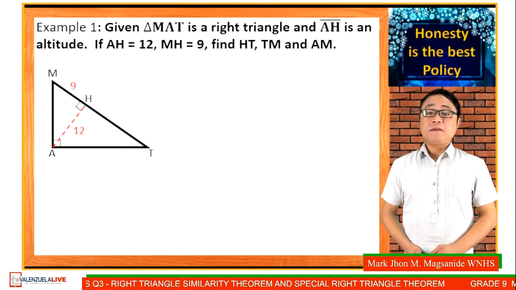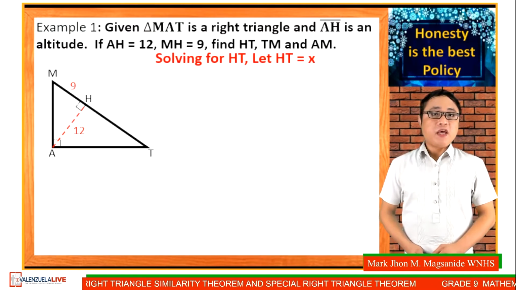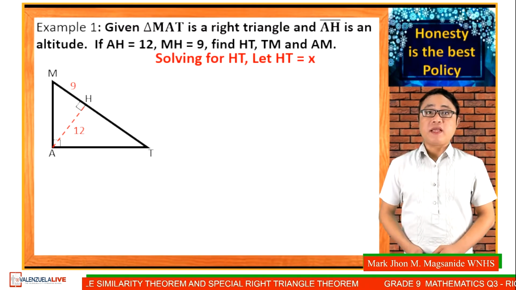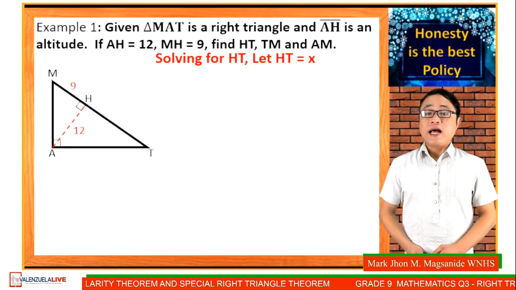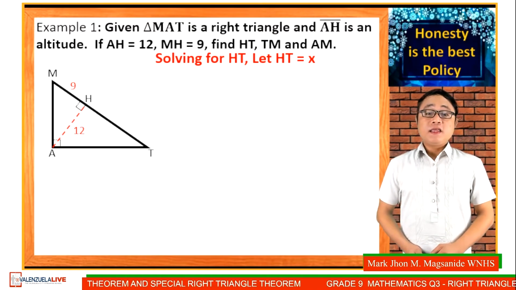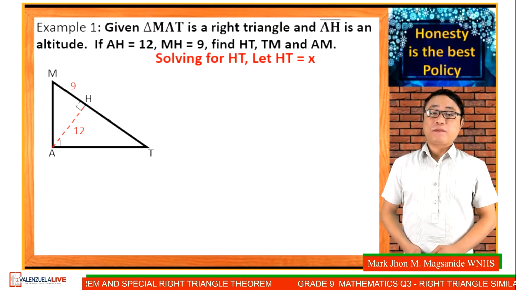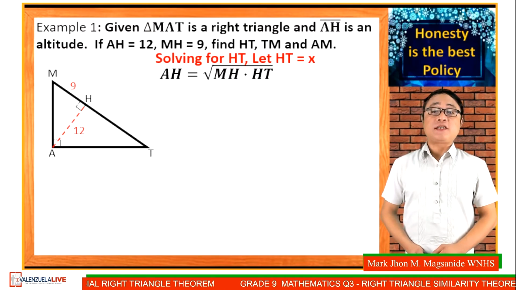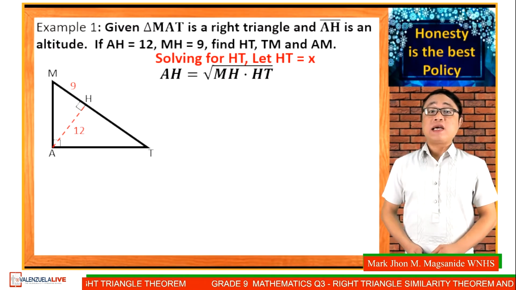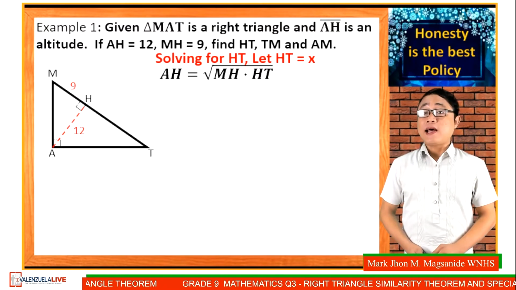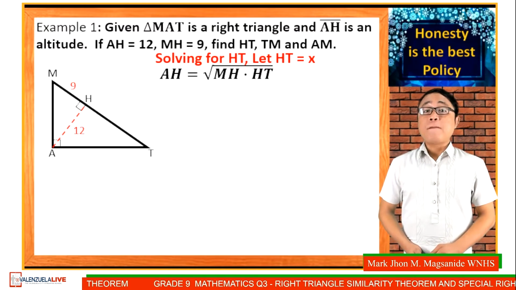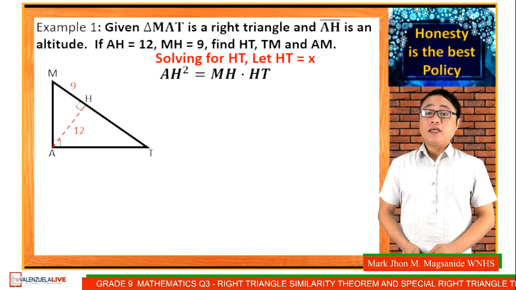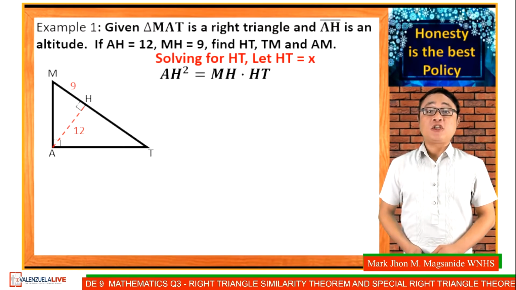Solving for HT, let HT be equal to X. To solve this, we will use the geometric mean theorem, which involves the altitude and the segments of the hypotenuse, since these quantities have given lengths. AH is equal to the square root of MH times HT. Since we are solving for the length of HT, and it is inside the radical, we square both sides of the equation. We get AH squared is equal to MH times HT.